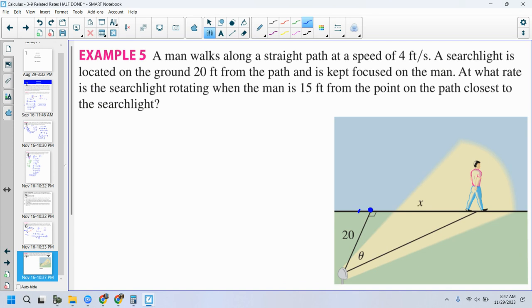All right, let's label our diagram. This diagram is given to us. So let's label everything that we know. A man walks along the straight line path at a speed of 4 feet per second.